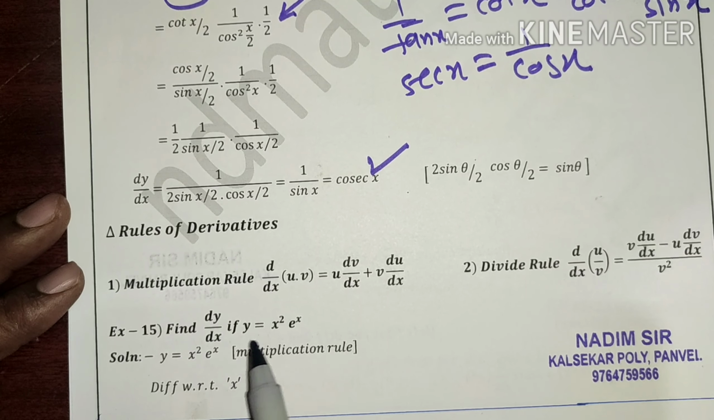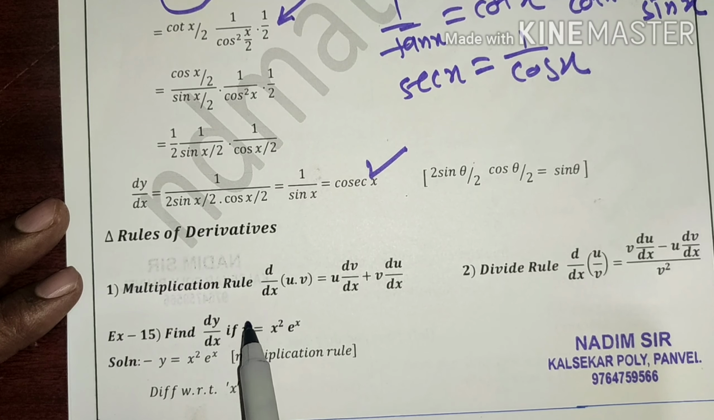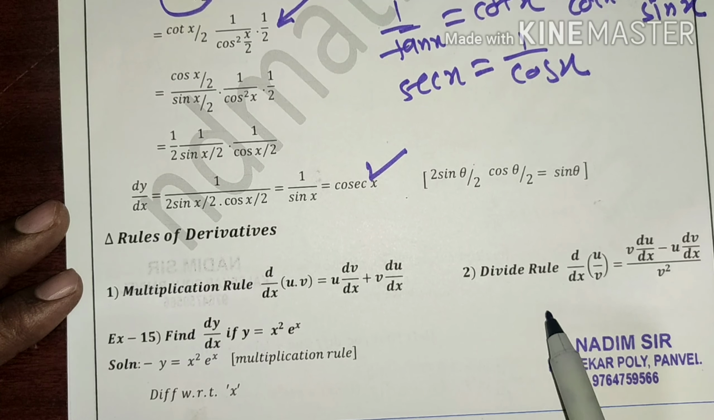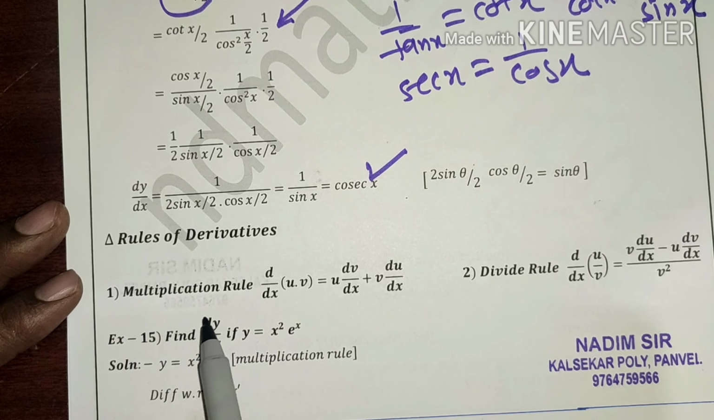Today our topic is rules of derivative. There are two rules of derivative: the multiplication rule of derivative and the division rule of derivative. First of all, we take an example of the multiplication rule of derivative.